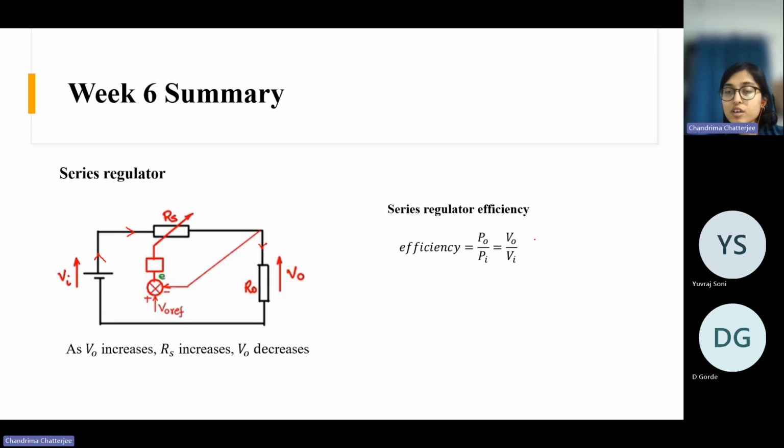So the difference of input voltage and output voltage, this delta V, suppose Vi minus V naught, right? If this difference is too high, then your efficiency will be less. And if Vi and Vo are very close, their values almost equal, then your efficiency will be high. Okay.